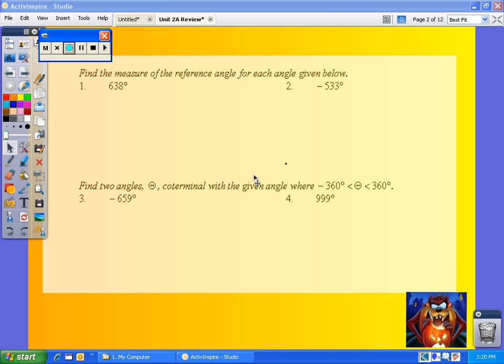Alright, so this says find the measure of the reference angle. So we are now in the calculator portion of the test. You are allowed to use a calculator for anything here. So it says find the measure of the reference angle. Remember, reference angles have to be between 0 and 90.